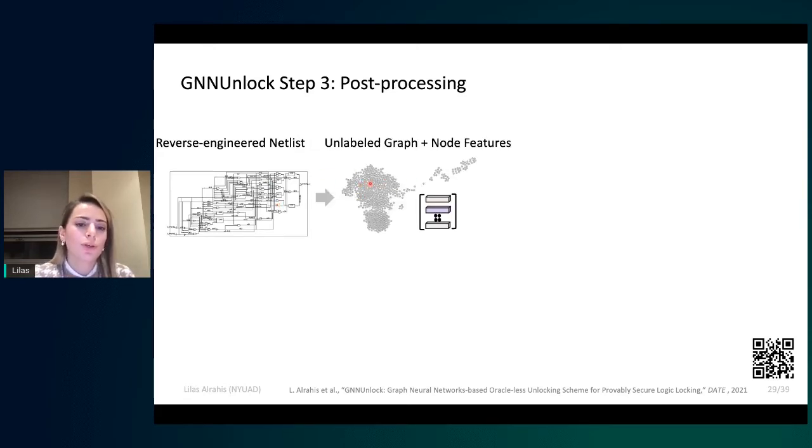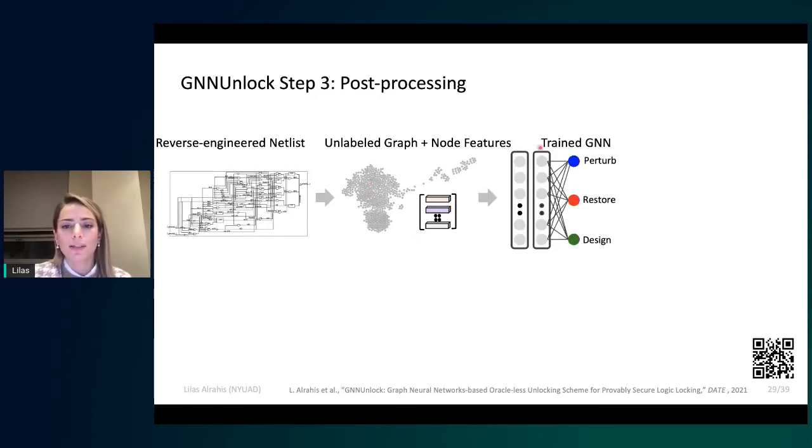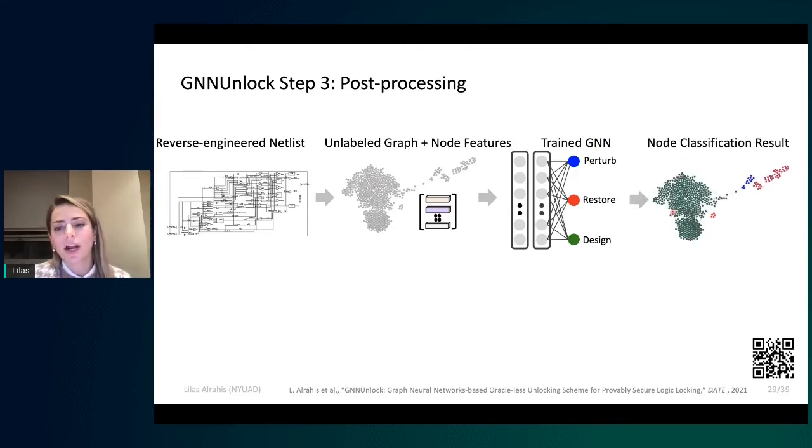Here I am showing you a graph colored in gray because we don't know the labels. We don't know which nodes belong to what block. But we extract some feature vectors, and then we pass it to our trained GNN model. The trained GNN model will color the graph for us. Basically, it will tell us the part or the logic each node belongs to.